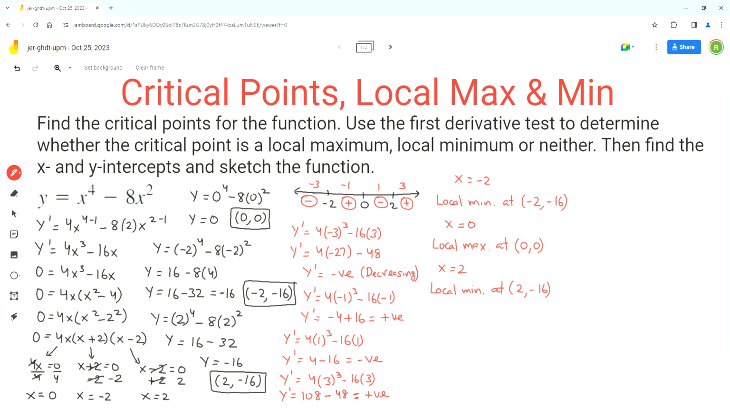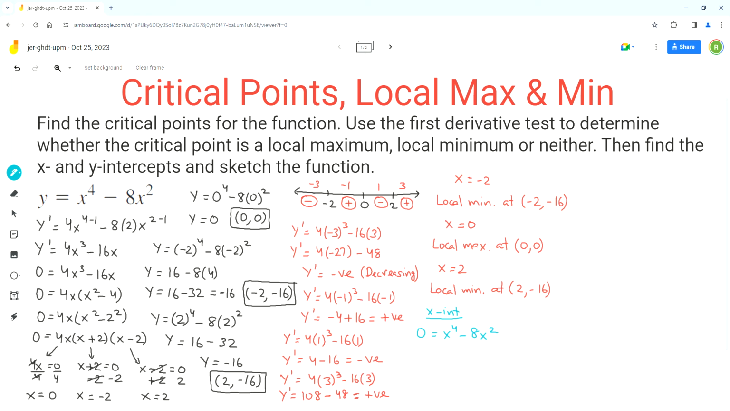So this answers the second part of the problem, where we found out where the critical point is local maximum, local minimum, or neither. Now we have to find the x and y intercepts for the function and then sketch the function. So let's start with the x-intercept. So I can use a different color for this. So for x-intercept, I have to sub in y as 0 in the given equation and then solve for x.